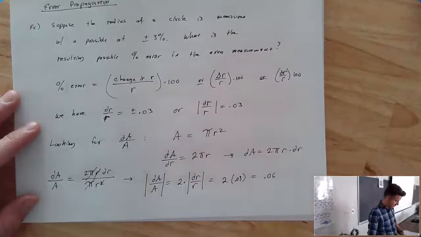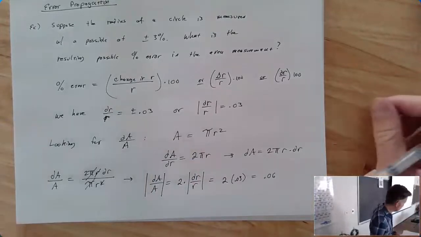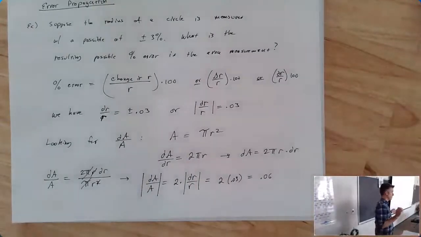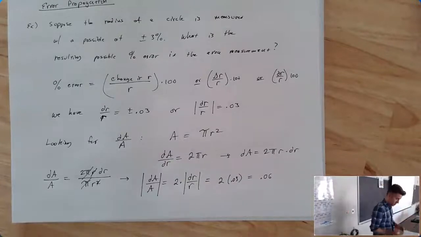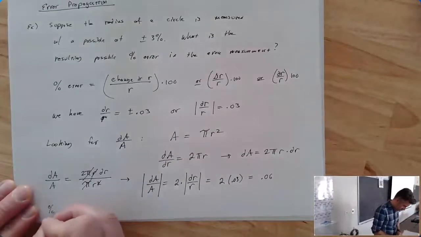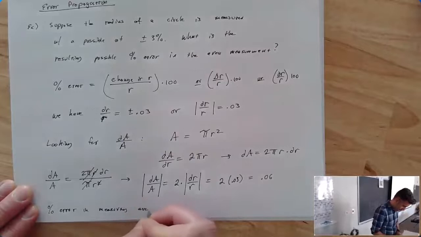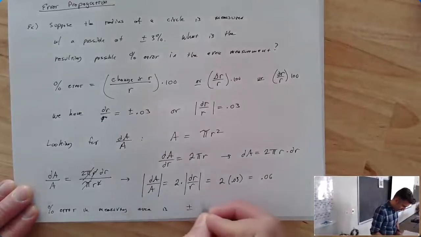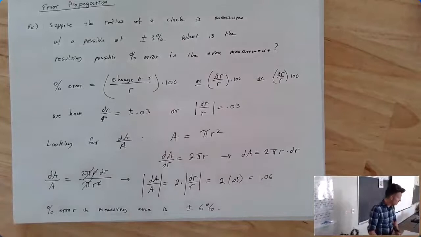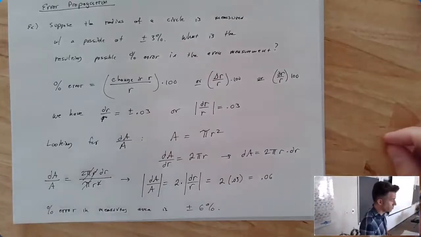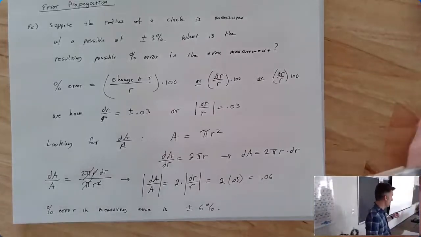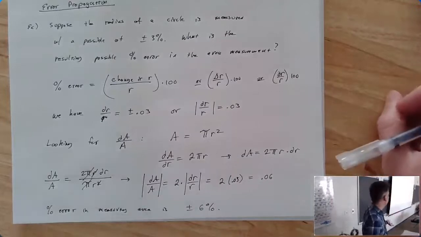So 0.06. So what we're saying is, if the error in the radius measurement is up to 3% in either direction, the error in the area measurement is up to 6% in either direction. So our percentage error in measuring area is plus or minus 6%.